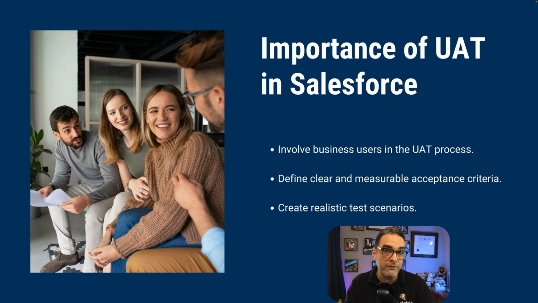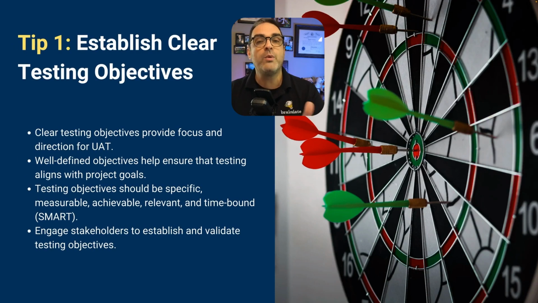Now that we've covered the overview of what user acceptance testing is all about and how incredibly important it is, let's go ahead and dive into the 5 tips to make sure that your user acceptance testing is successful. Tip number 1, we need to establish very clear testing objectives.